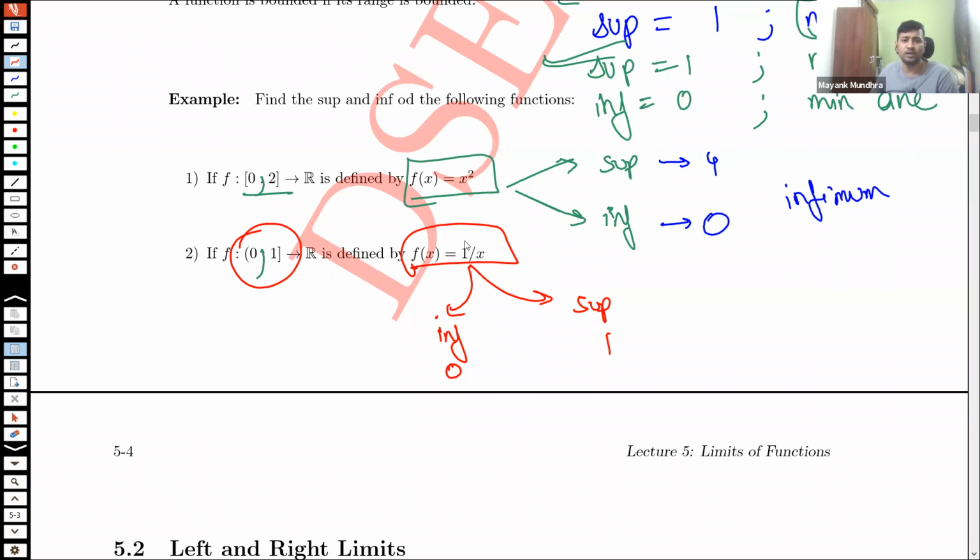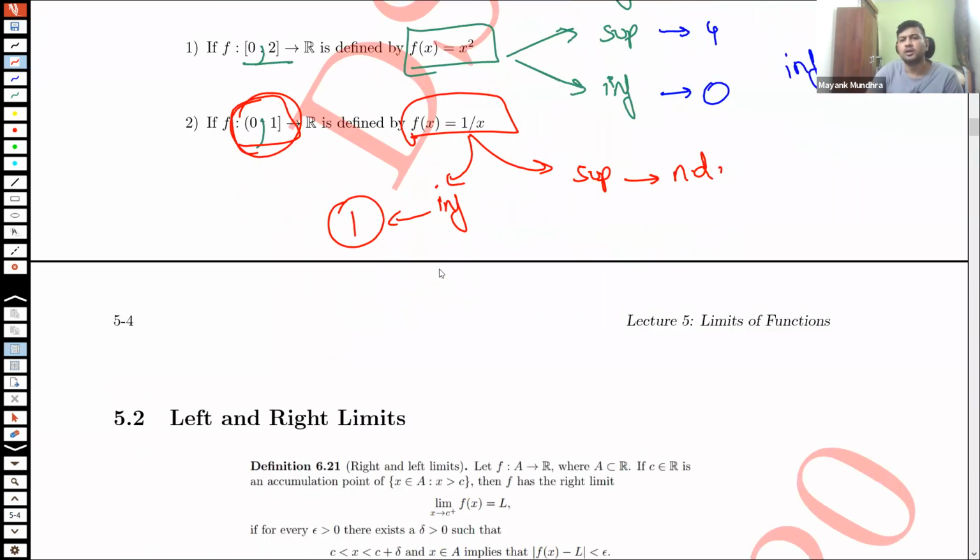So the f(x) values for x in (0, 1): as x goes to 0, what happens to 1 by x? It goes to infinity. It becomes not defined, but it keeps on increasing. So the supremum here is not defined; it does not have a supremum. The infimum is going to be 1. 1 is the smallest value you can achieve for 1 by x on this set. So in this situation, we say that the function is not bounded above. This is an unbounded function. When it has both the supremum and infimum, we call it a bounded function.